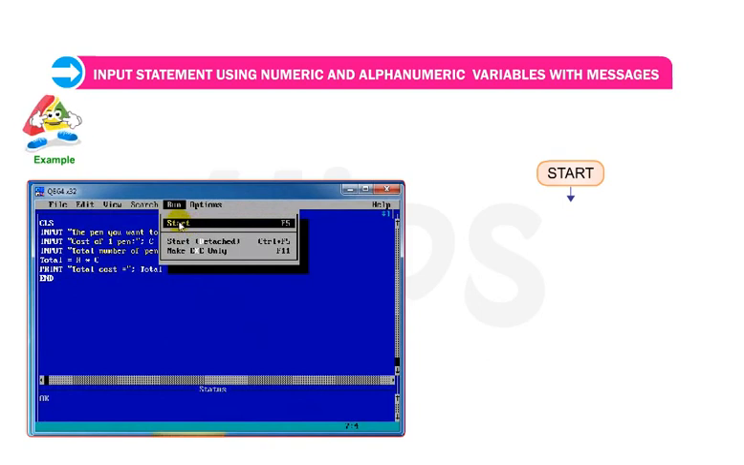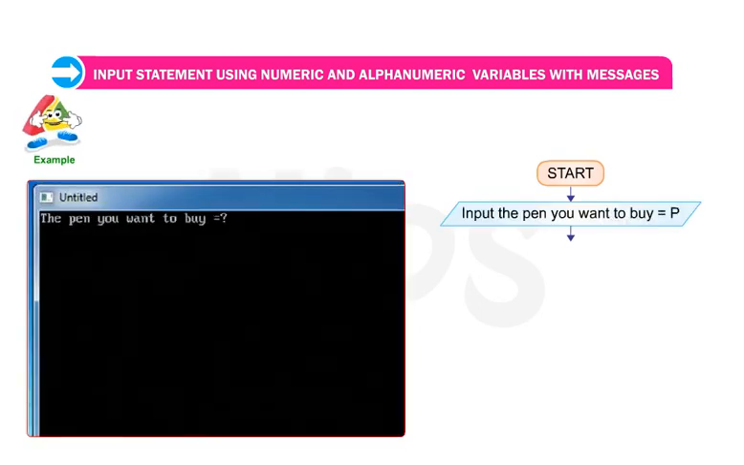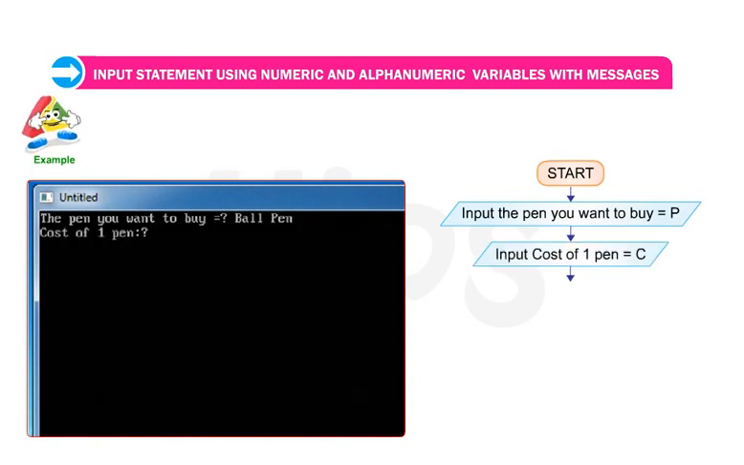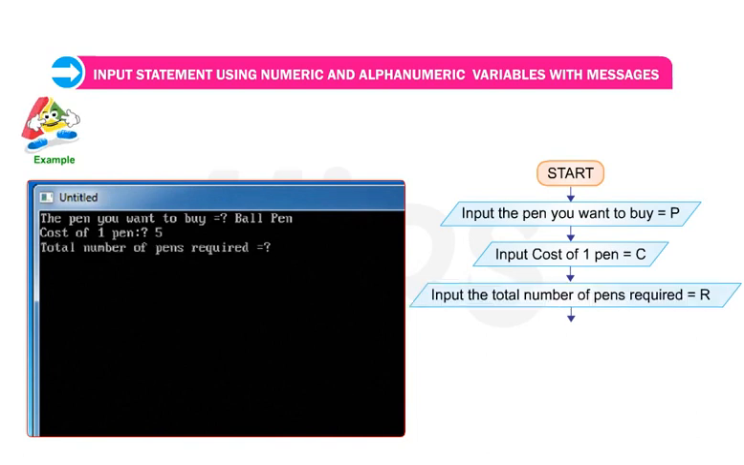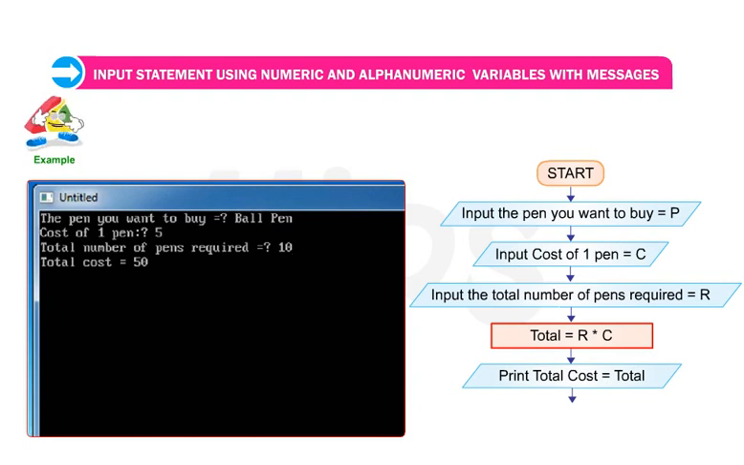Start. Input the pen you want to buy equals P. Input the cost of one pen equals C. Input the total number of pens required equals R. Total = R * C. Print total cost equals total. Stop.